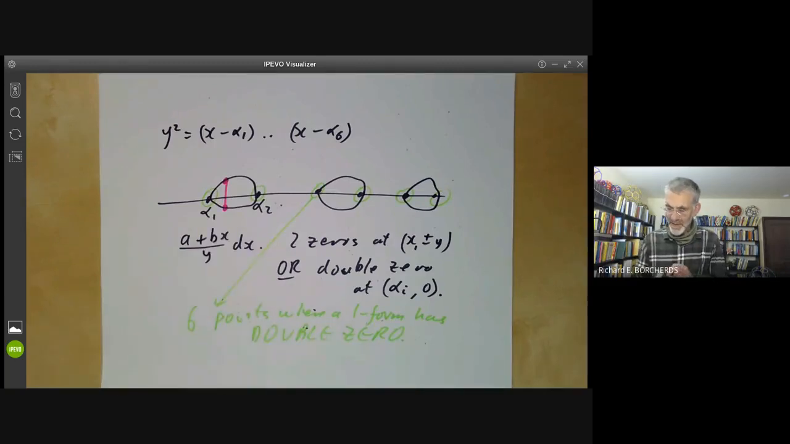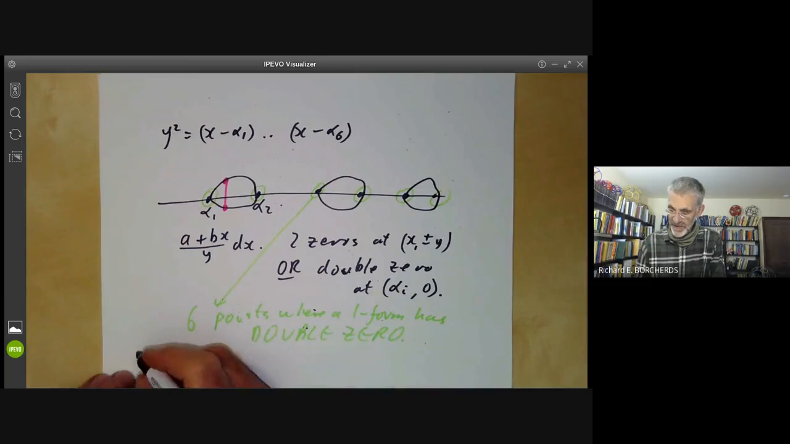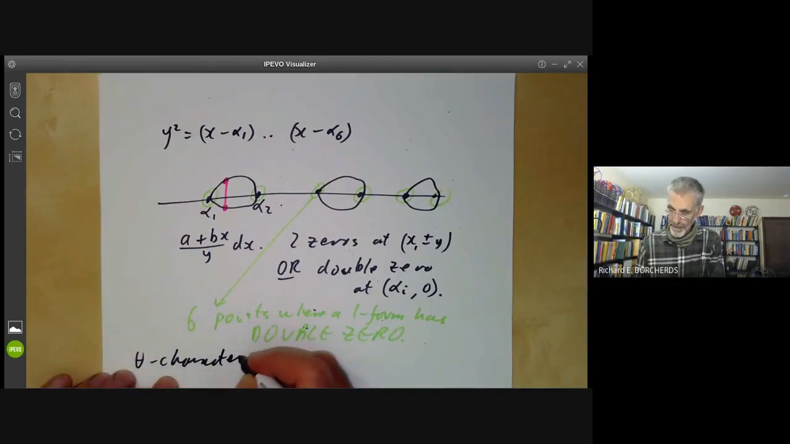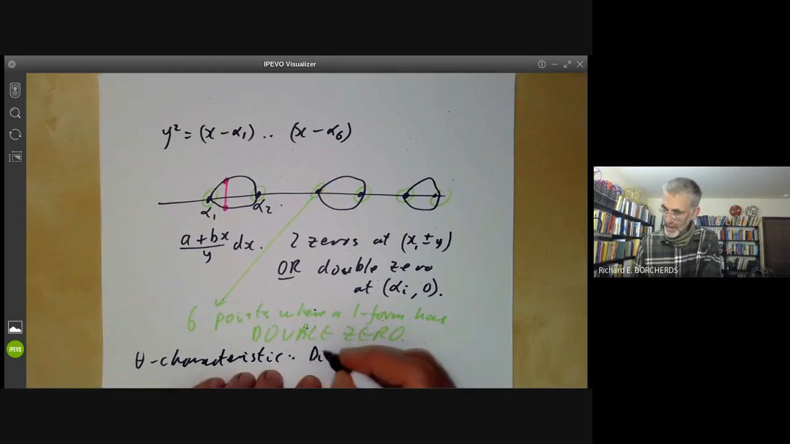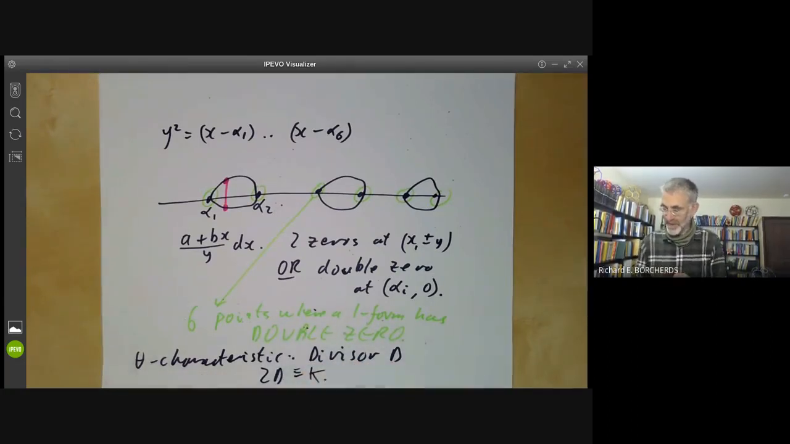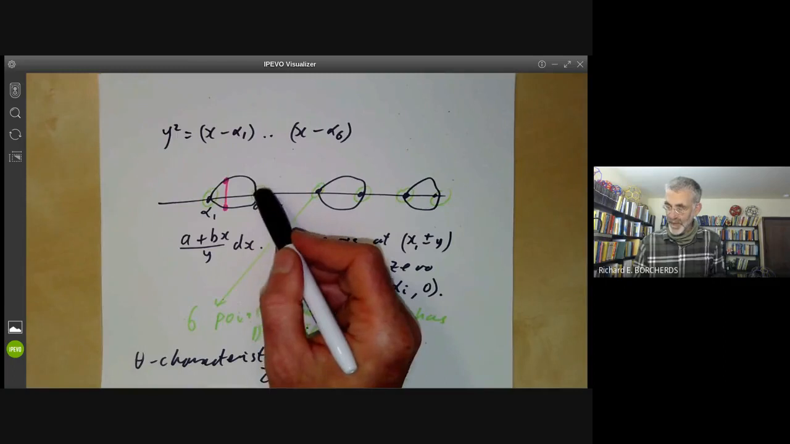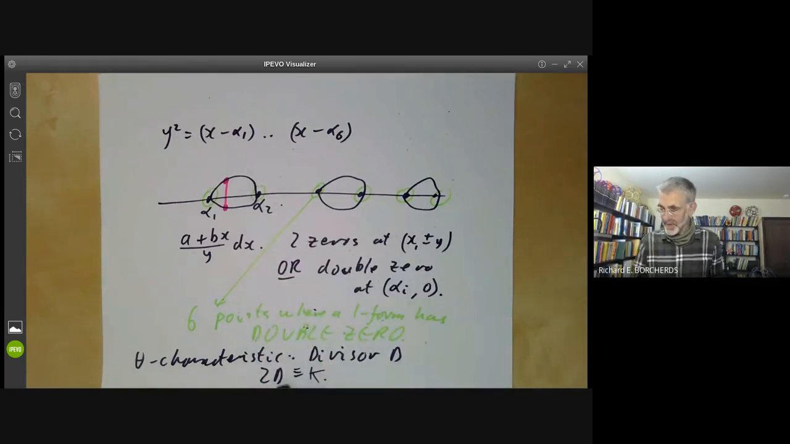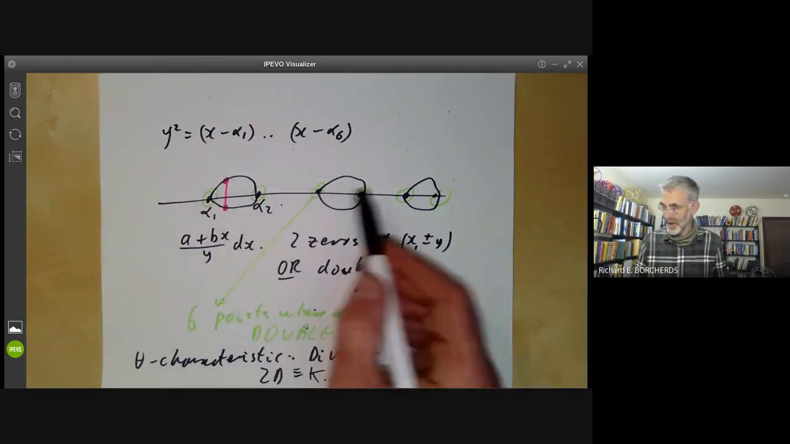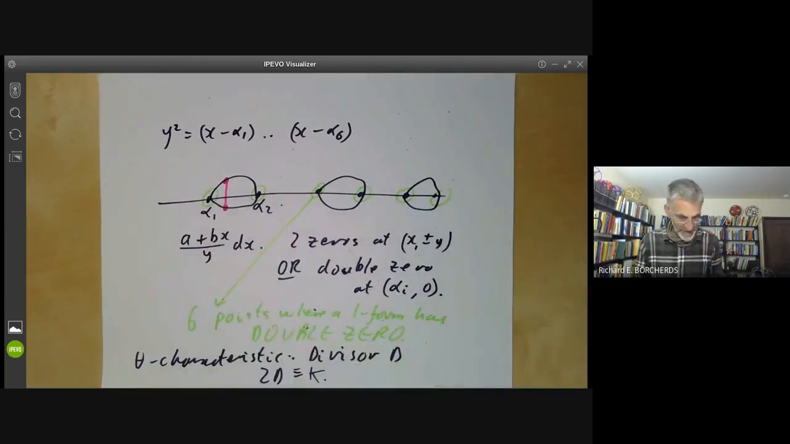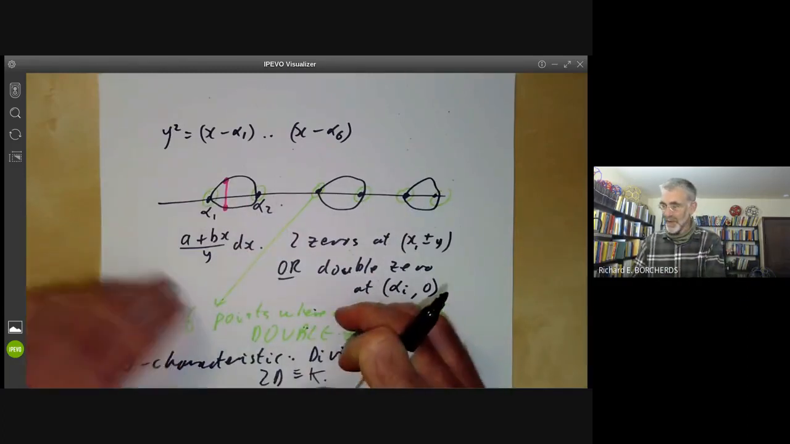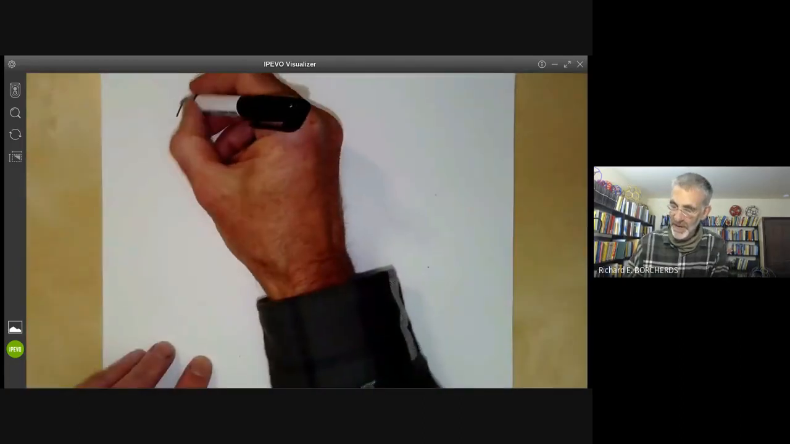So these points are sometimes called theta characteristics. So a theta characteristic is roughly a divisor d such that 2d is equivalent to the canonical divisor. In other words, it's a set of zeros of a one form. So you see, if you take each of these points, there's a one form with a double zero at that point. So 2 times this point is equivalent to the canonical divisor. So these are some examples of theta characteristics.